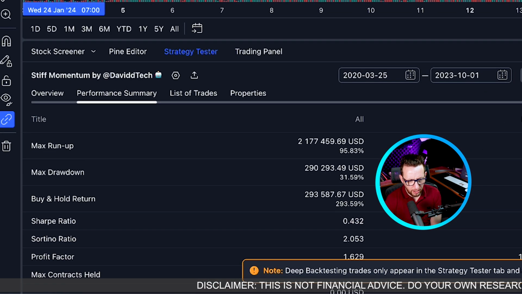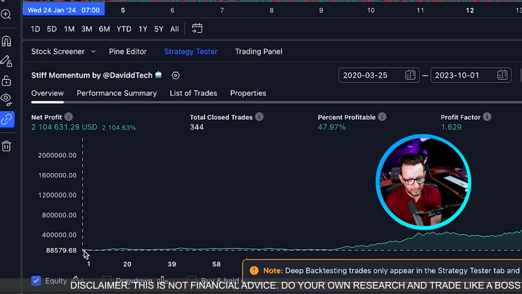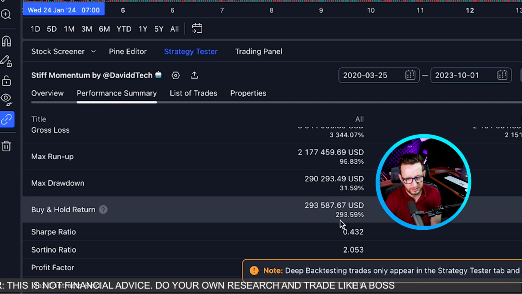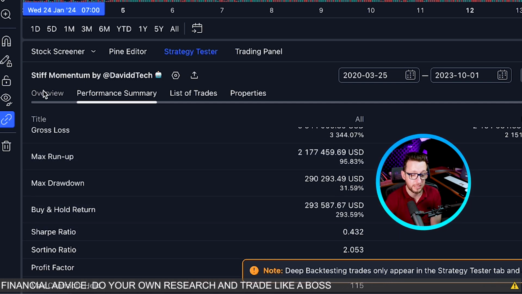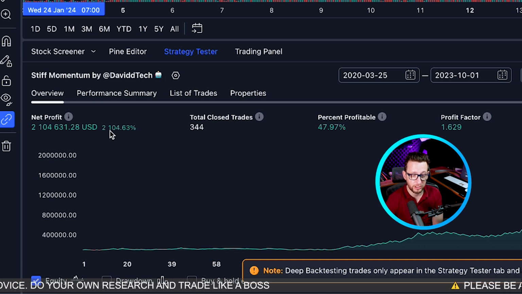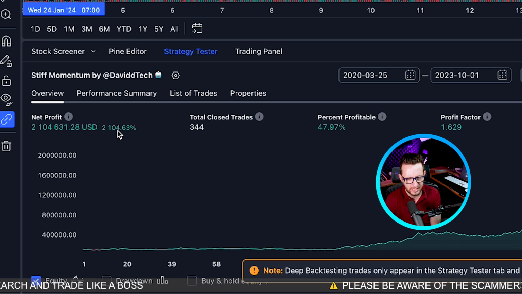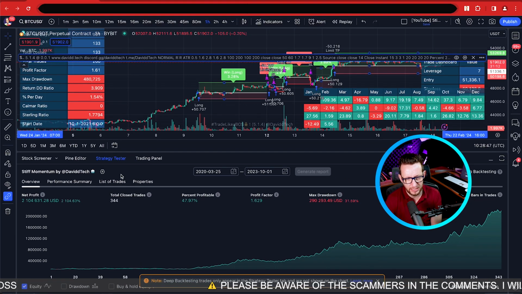Let's go and have a look at buy and hold here. If you would have purchased BTC exactly here on this dot, you would be up 293%. By itself is absolutely brilliant. With this trading strategy, you would have been up 2,104%, which is absolutely amazing. This is deep backtested, as you can see.